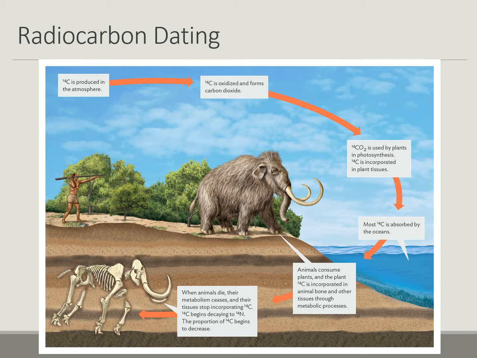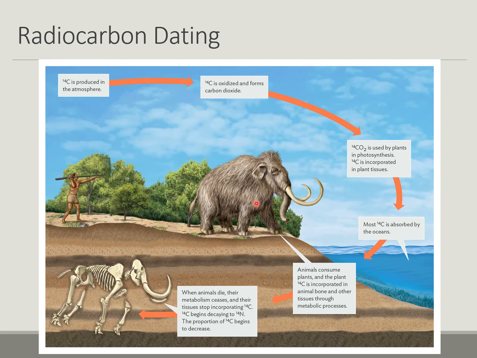Okay, so here's a really famous one. Perhaps you've heard of it. This is radiocarbon dating. So it pretty much follows the same exact principle that we covered with potassium argon dating. So in this case, carbon-14, which is the radioactive isotope, is produced in the atmosphere. And what happens is radiocarbon, or carbon-14, is oxidized and forms carbon dioxide. And so that carbon dioxide with carbon-14 is taken up into the plants through photosynthesis, which is then eaten by mammals, in this case a mammoth.